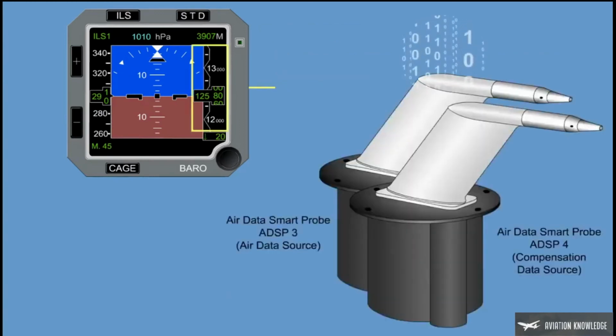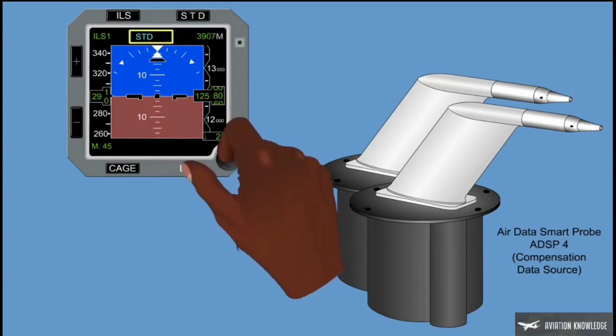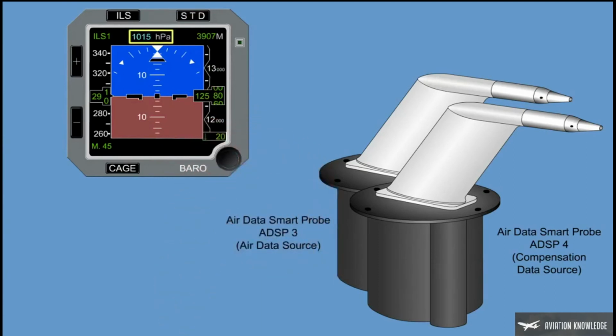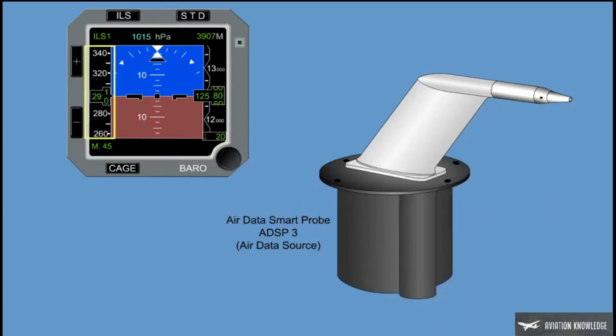Altitude data is provided by processing static pressure sensed by ADS-B 3 and 4. Altitude is displayed in tape format. Pushing the standard button sets the IESS reference barometric pressure to standard, QNE. Barometric pressure can be adjusted, starting from the standard value, by using the rotary baro knob. Indicated airspeed data is presented in tape format and is provided by processing dynamic pressure sensed by ADS-B3.